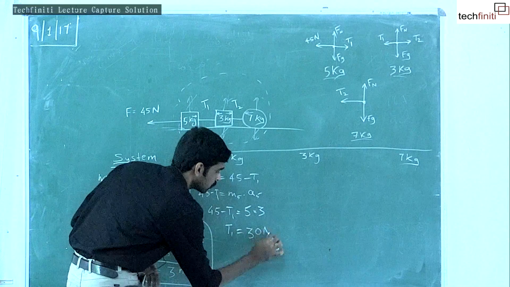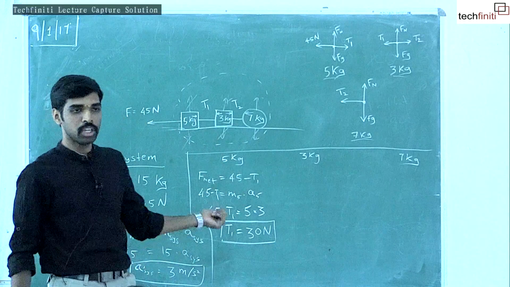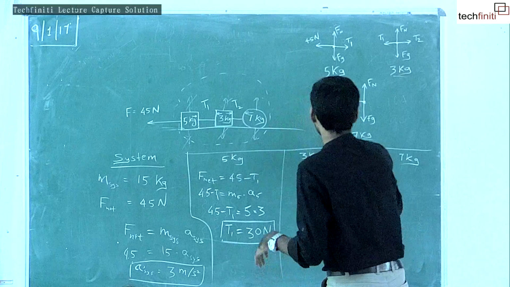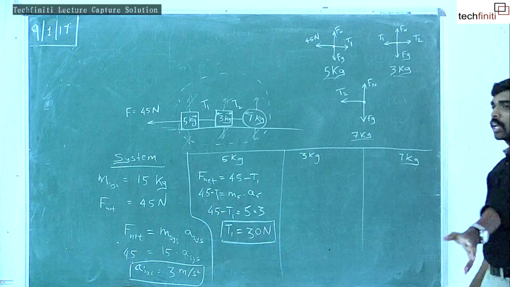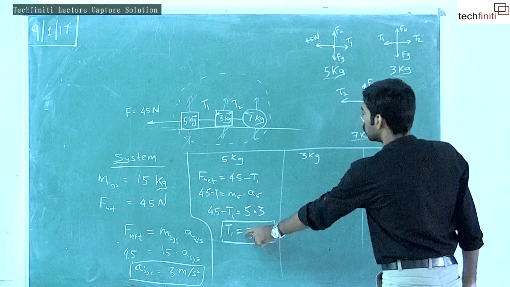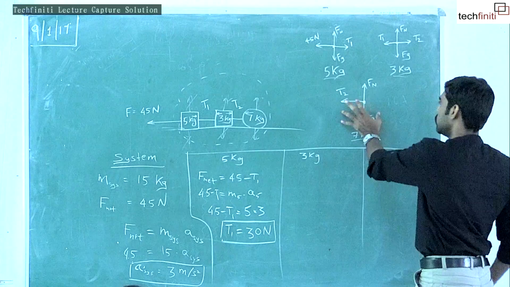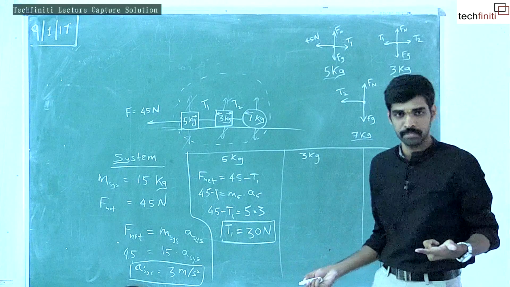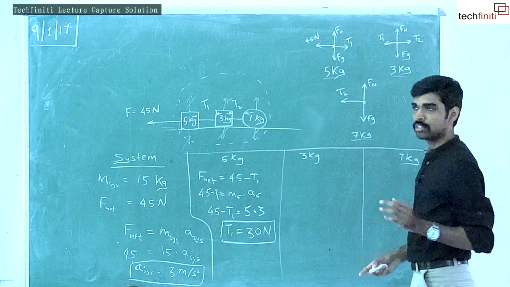30 newtons. Right? So T1 is 30 newtons. Now for 3 kg, it's T1 and T2. Either you can find T2 by substituting this T1, or we find T2 and then check whether what we have found out is correct or not. Okay? Now we will do it for 7 kg.